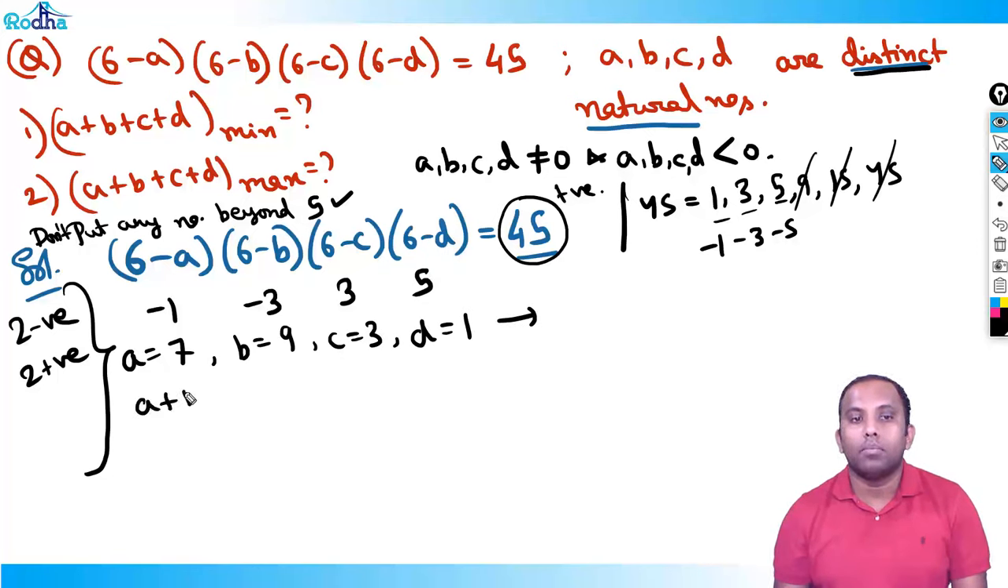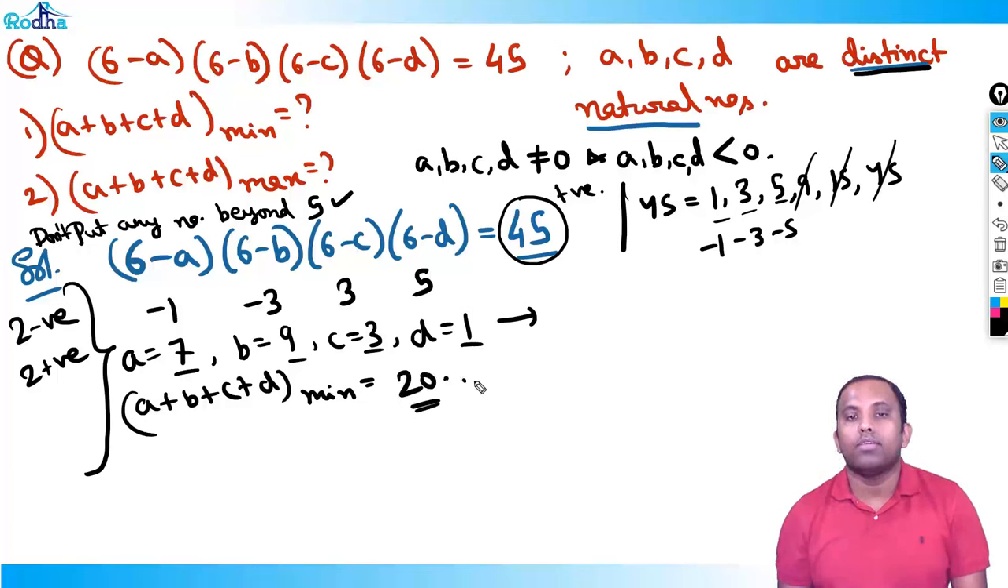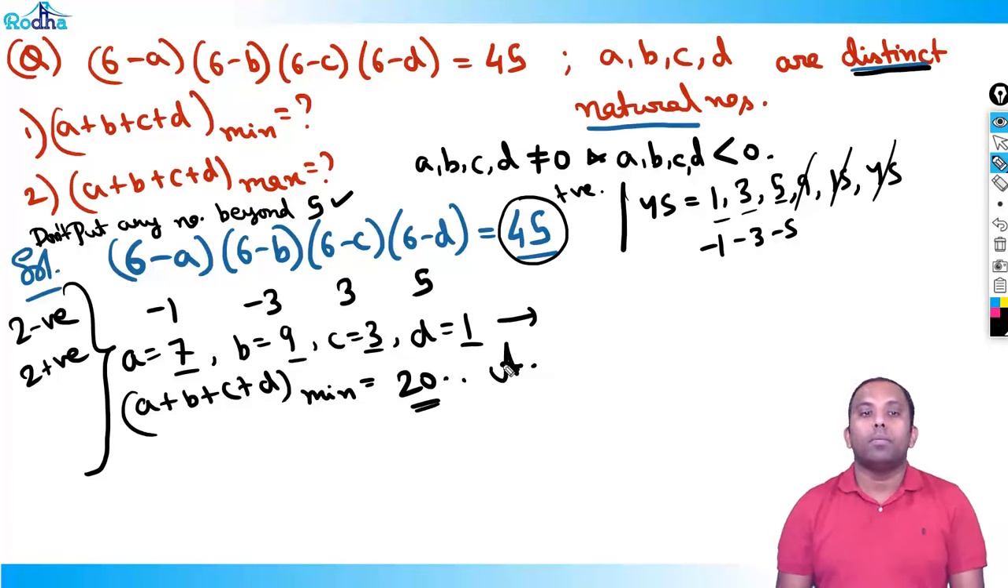So A plus B plus C plus D, the minimum value will be how much? 7 plus 9 plus 3 plus 1, that is 20. So 20 is the answer. This is the minimum value of A plus B plus C plus D. Okay, check for any other values, it won't satisfy, right? And why check?